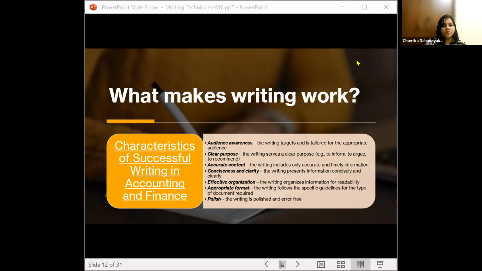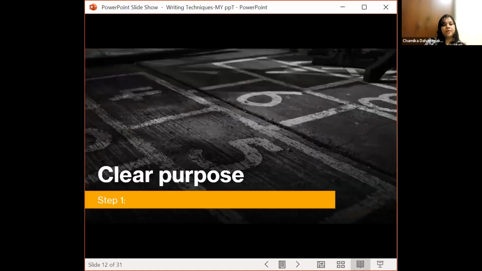And finally, polish. The writing is polished and error free. To impress people, it's very important to develop a polished piece of writing. Let's move on to my model. I told you that I'm going to introduce you to a very important model. And if you learn this, right, you will benefit enormously, because everywhere you go, you can immediately start writing clearly and coherently.